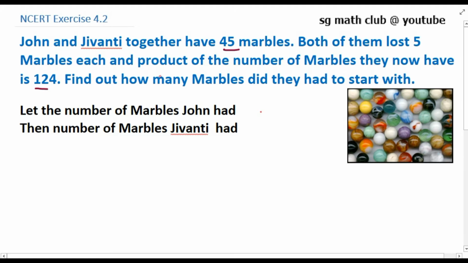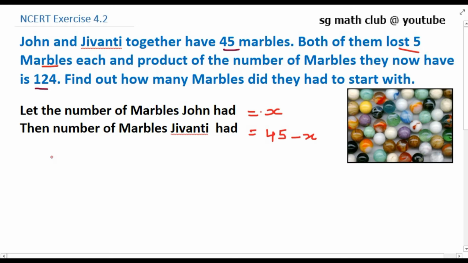So let the number of marbles John had be x, and the number of marbles Jeevanti had be 45 minus x, because altogether they have 45 marbles. So John had x and Jeevanti had 45 minus x. Now both of them lost 5 marbles.